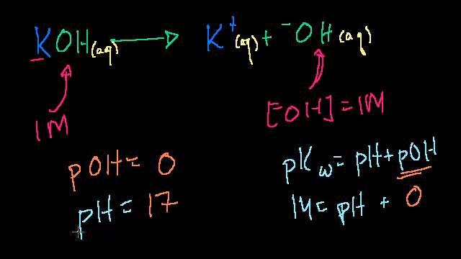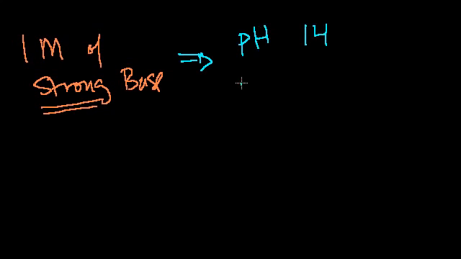So I used potassium hydroxide in this case, but if you have 1 molar of a strong base, let me write that down. 1 molar of strong base. Remember, strong is kind of an official term in chemistry. It means complete dissociation. You have a pH of 14, and you have a pOH of 0.